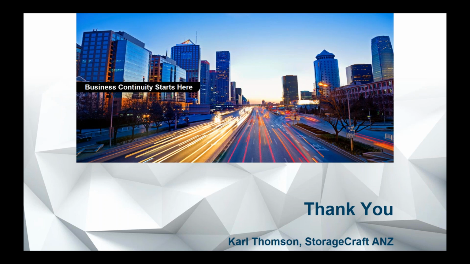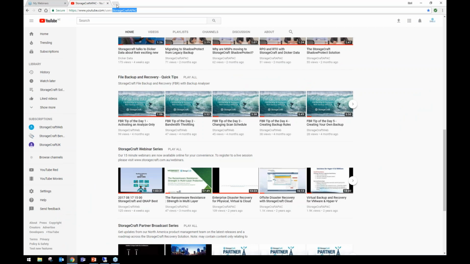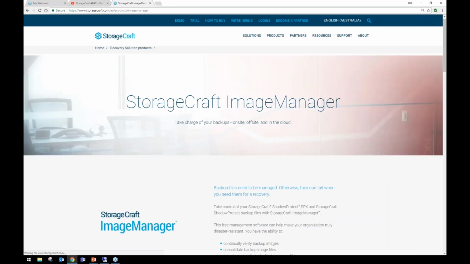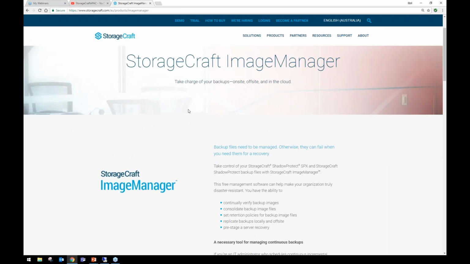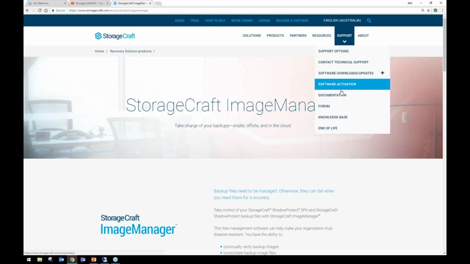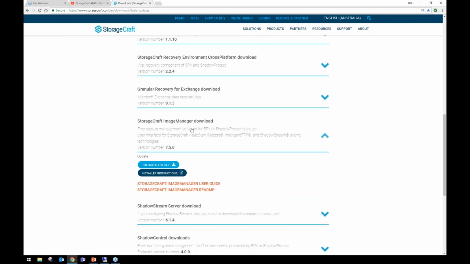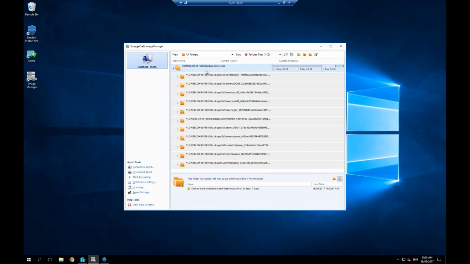Question about the pricing for S3. So there's no cost at all. If you look at our website, Image Manager, that's what handles all the replication. Image Manager is free software. The latest version of Image Manager under our software downloads and updates is 7.5, if I just scroll down here, 7.5.0. So this includes free S3 replication. Let me just bring up Image Manager here.